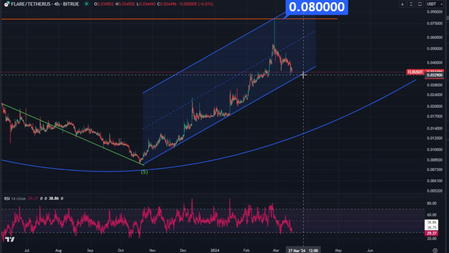And again, this is one of those charts that can really be affected by what happens next on the fundamentals. That's the technical analysis on Flare.